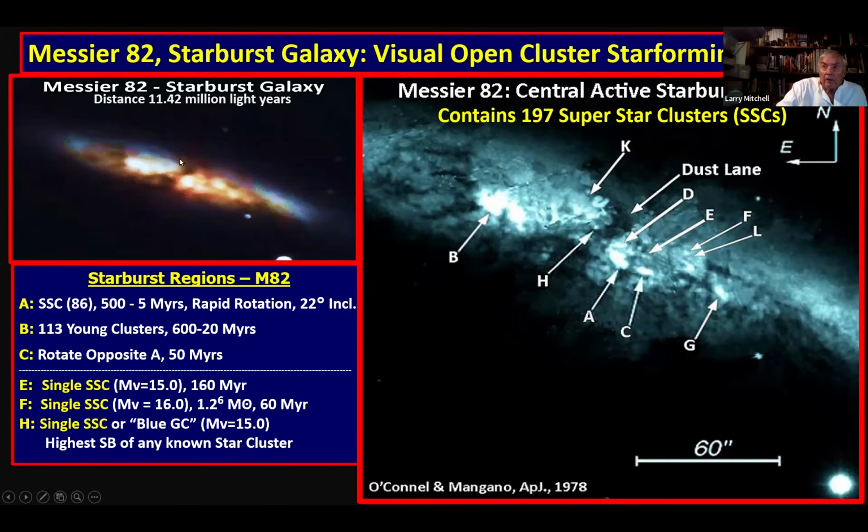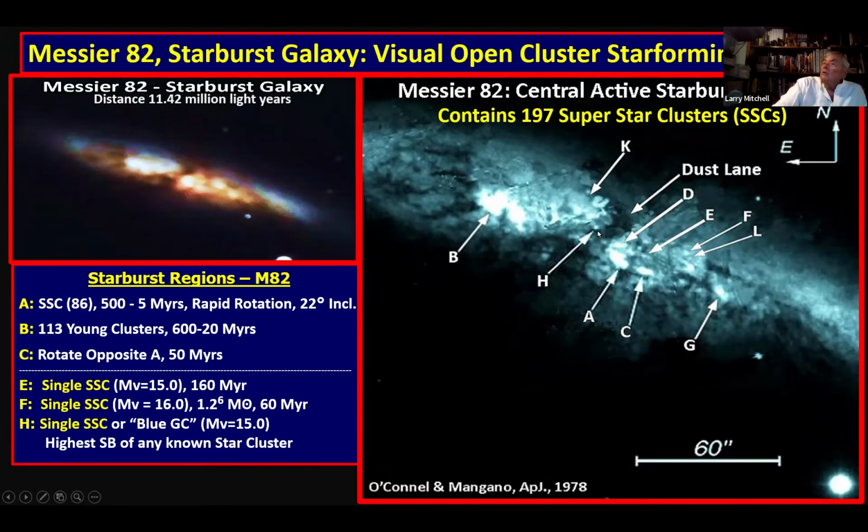This V-shaped dark lane is very visual in amateur instruments. And these clusters are 6 to 20 million years of age. They're very young, and they're rotating separately within the galaxy itself. Of interest is E, F, and particularly H, this one right here.